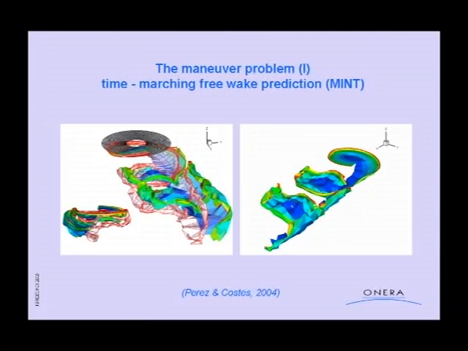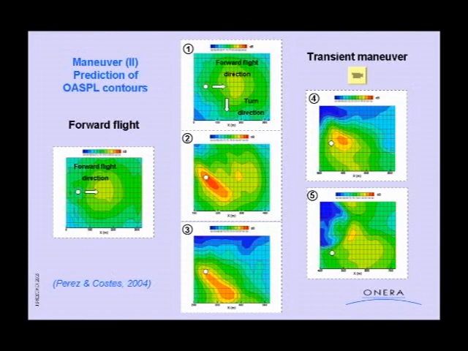we had to develop a time-marching free-wake prediction method. This is the main code, and you can see here a wake, which was predicted for a maneuver, which is a right turn. And I will show you very briefly the acoustic results corresponding to this maneuver. I have to say also that the trim of the rotor is computed starting from the computation of the complete equilibrium of the helicopter.